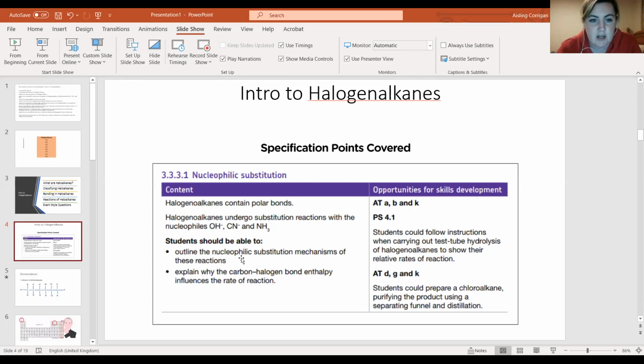The next line here, explain why the carbon-halogen bond enthalpy influences the rate of reaction, is probably the main reason why I'm doing this video. This is where I see a lot of confusion with enthalpy, but we will address that when we get to it. Over here we have carrying out test tube hydrolysis. If you remember the halide test tube reactions, we had our iodide, our bromide and our chloride. They form precipitates under certain conditions, so we'll look into that too.